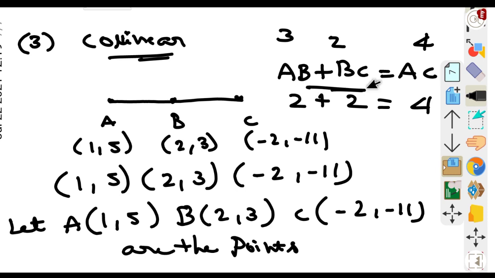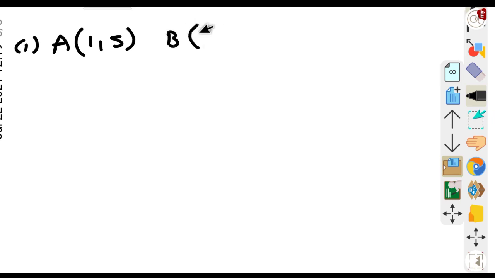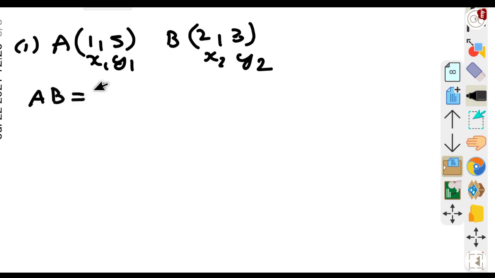Okay children, so now this is the condition. Now I'll take this condition and solve it one by one. First I'll take A and B and solve it, so I'll write in the next sheet. First I'll find the distance between A and B. The coordinates of A are 1 comma 5 and B are 2 comma 3. As usual, call the first one x1 y1 and the second one x2 y2. Now you need to find the distance between AB first.